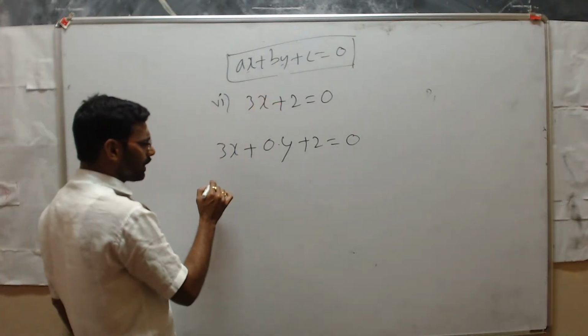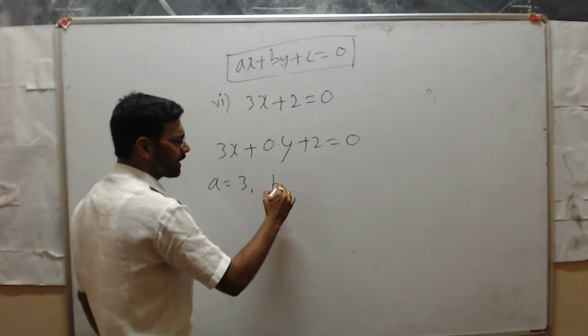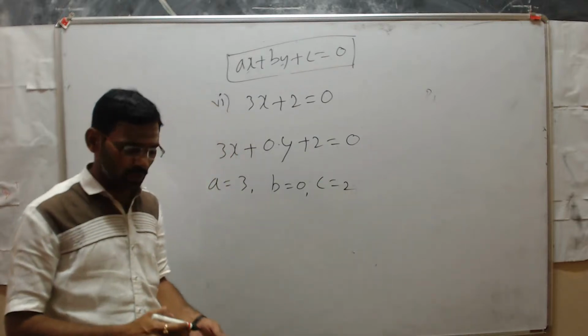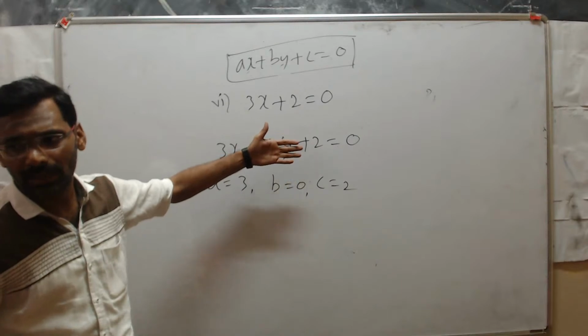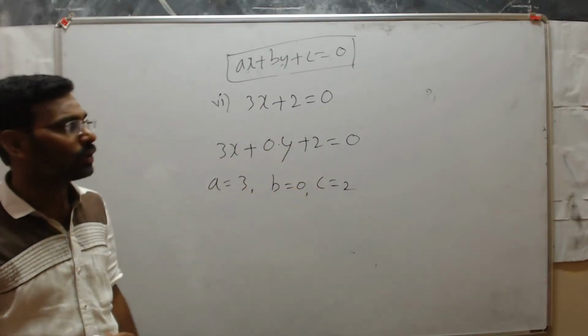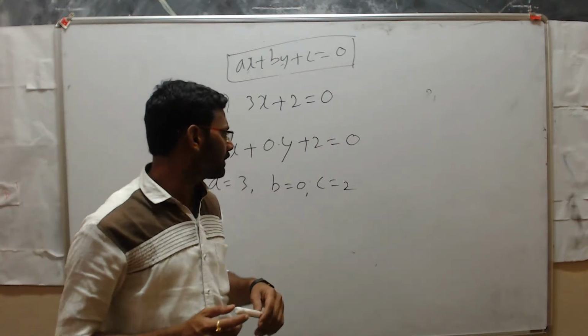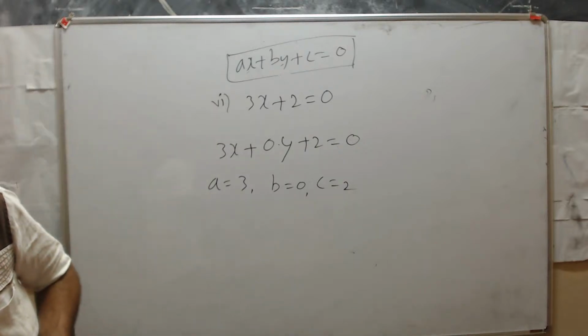Then tell me anyone, what is the value of a? Coefficient of x is 3. What is the coefficient of y? b is equal to 0. C is equal to how much? Plus 2. There is no y term, which means b value is 0. So for 3x plus 2 is equal to 0, a is equal to 3, b is equal to 0 because the coefficient of y is 0, and c value is 2.